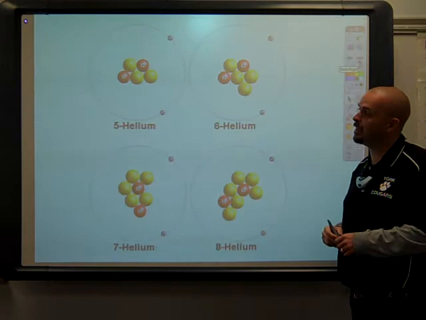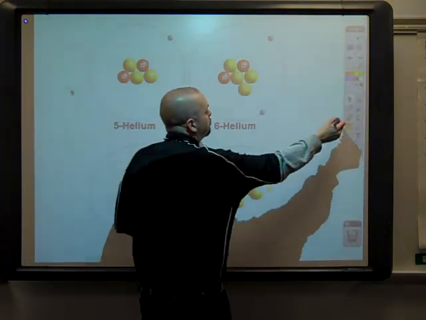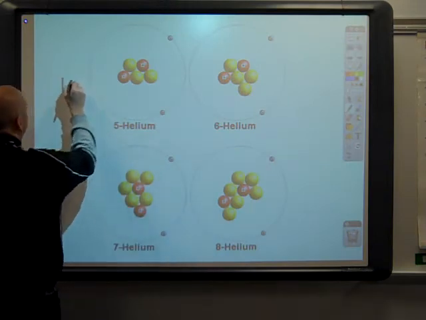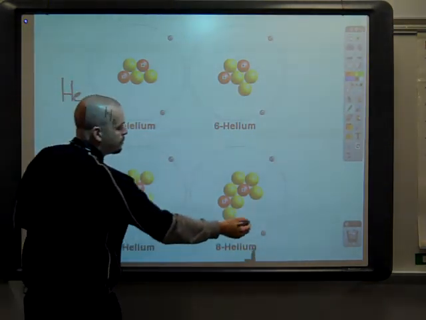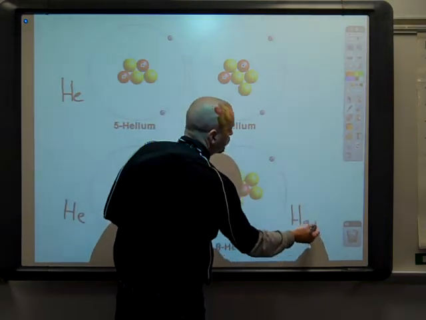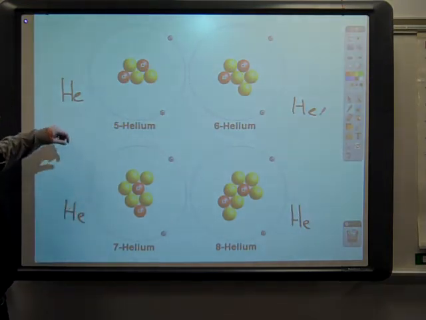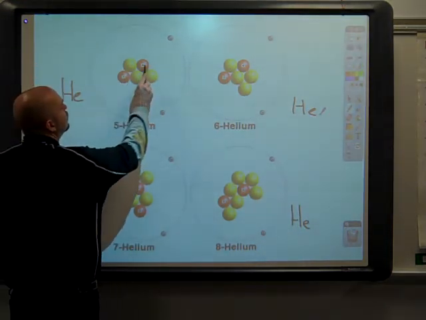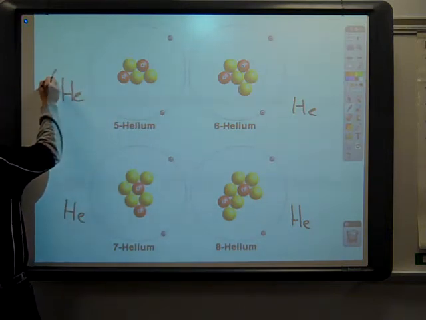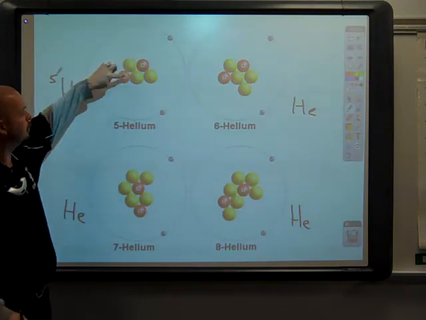We can do the same thing for the helium, and the symbol for helium is He. So for every one of them, same symbol, He. The number that goes on top is the mass, that is the total number of particles. 1, 2, 3, 4, 5 for this one. The number that goes on the bottom is the atomic number, or number of protons. There are 2 of them.